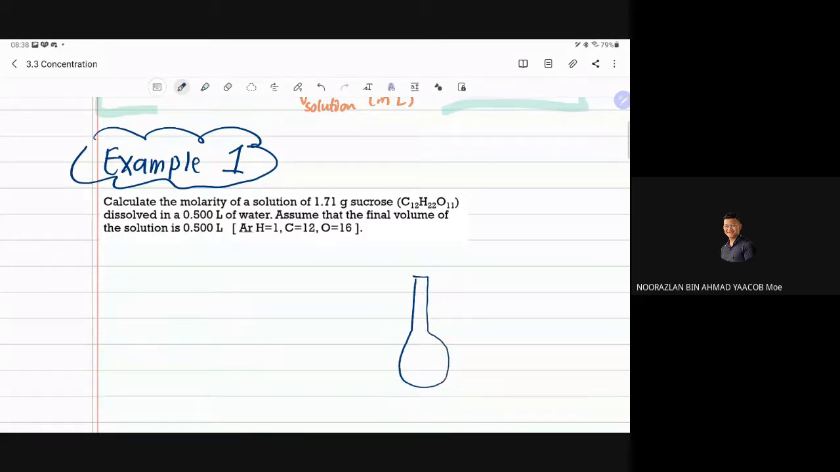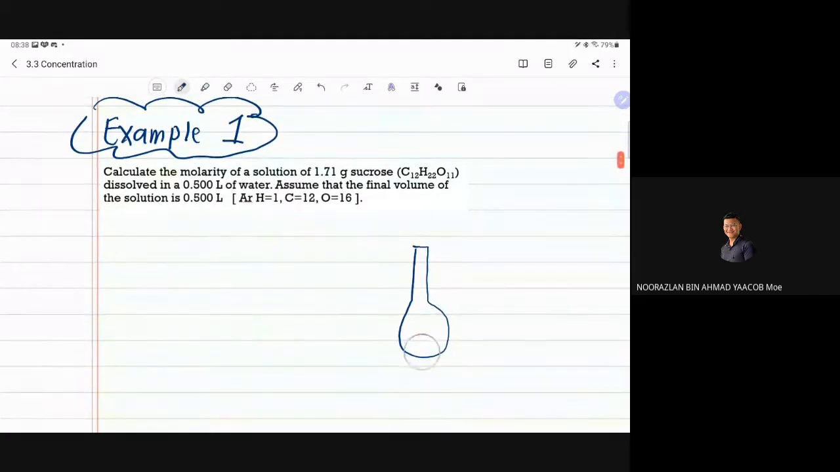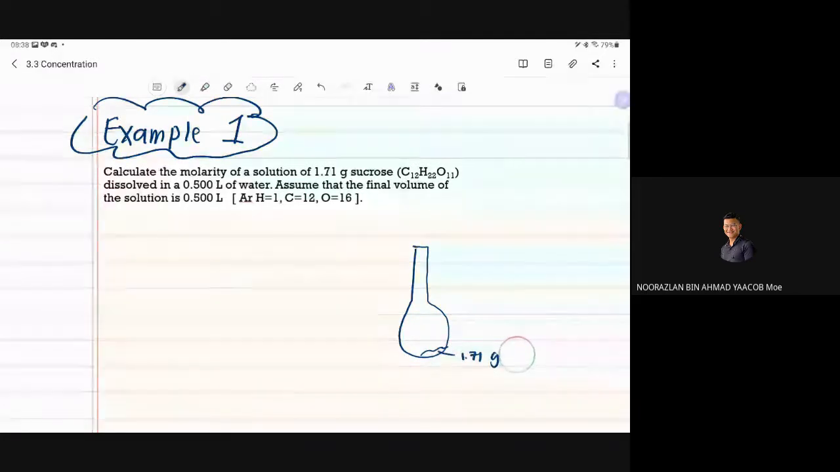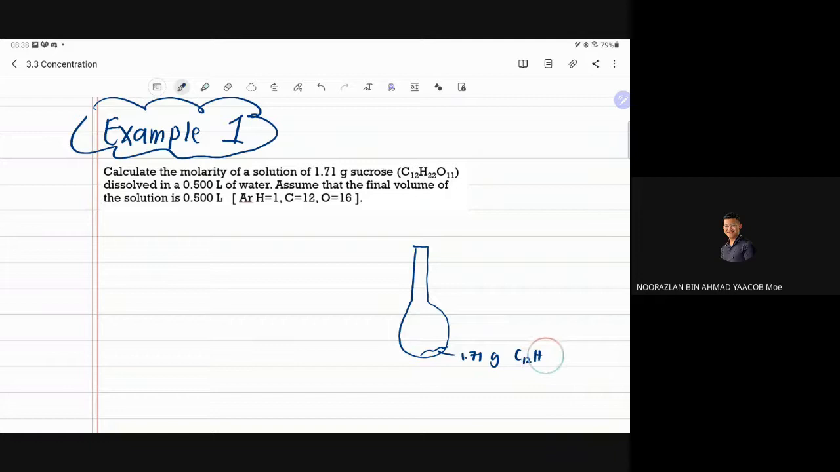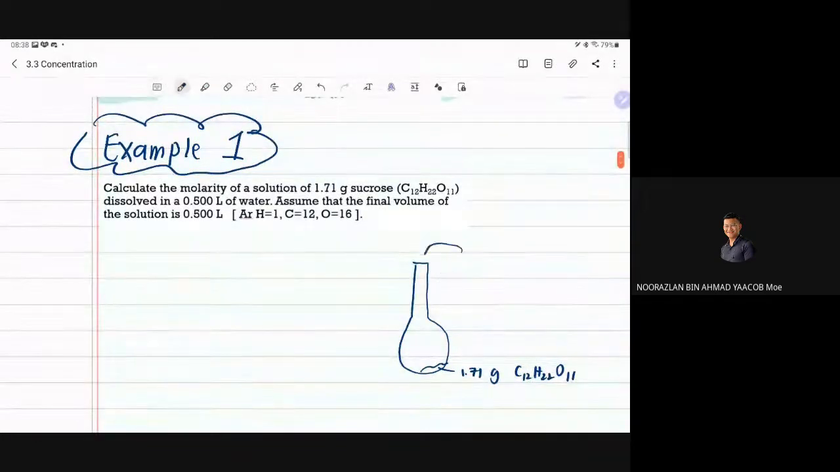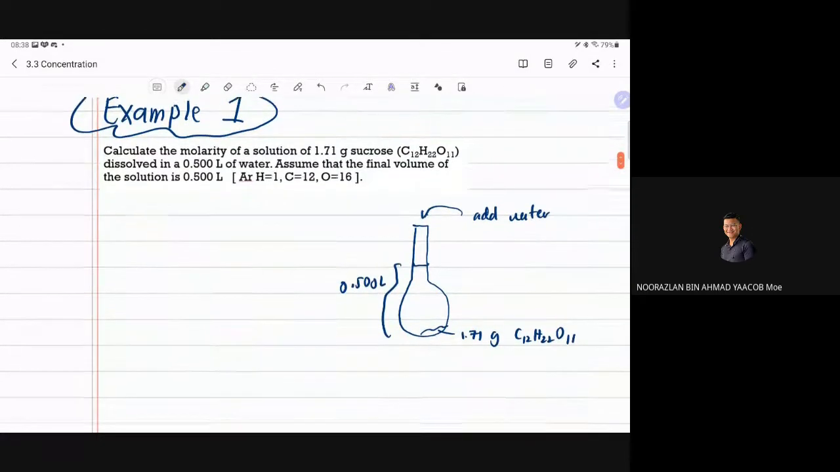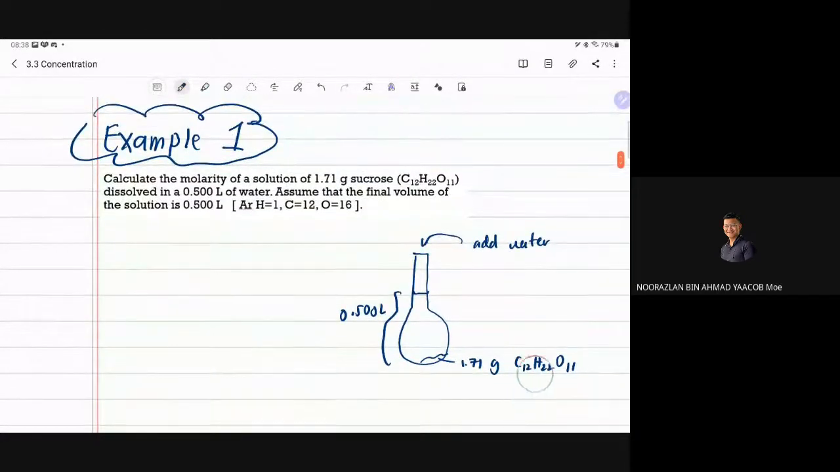Okay, so ini adalah volumetric flask. Kita masukkan 1.71 gram of C12H22O11. Kemudian kita add water sampai until the volume adalah 0.500 liter. So what we can do is we can find the molarity.